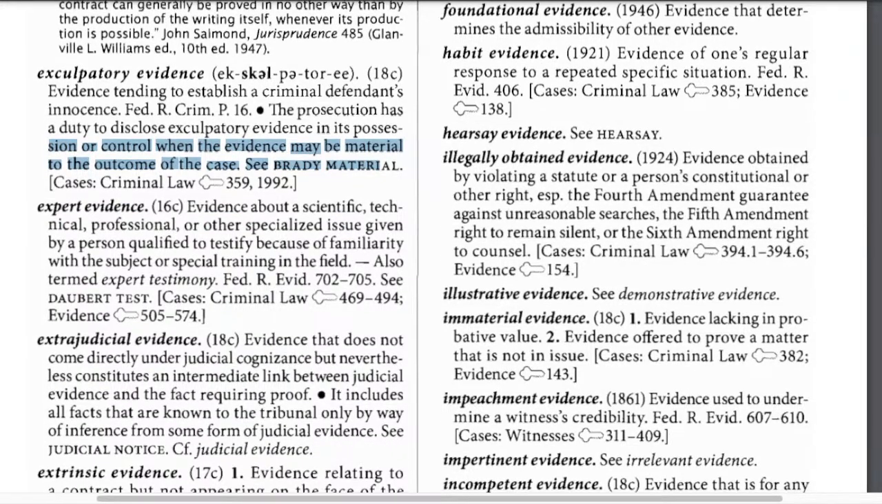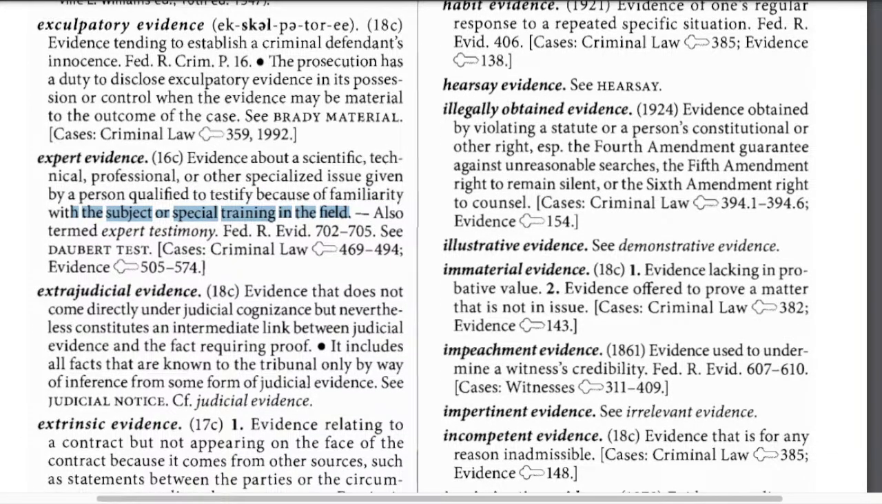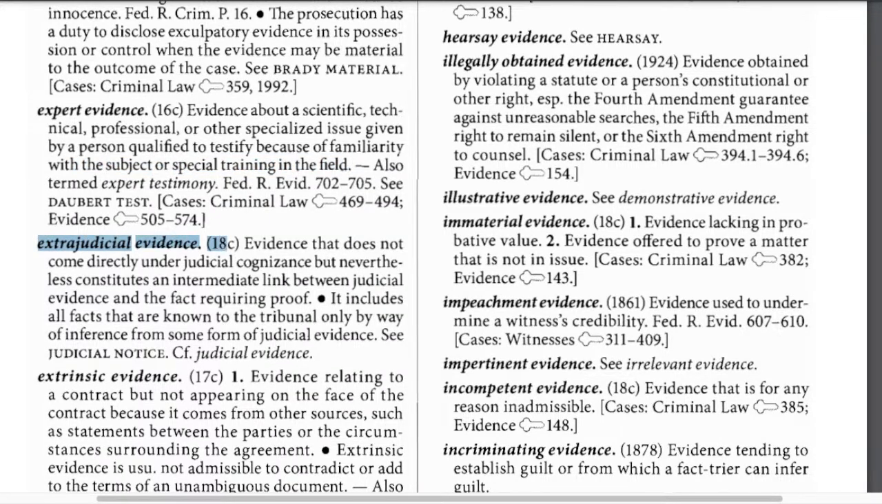Wow. Okay, expert evidence, 16th century: evidence about a scientific, technical, professional, or other specialized issue given by a person qualified to testify because of a familiarity with the subject or special training in the field. Expert testimony. Then we have extrajudicial evidence, 18th century: evidence that does not come directly under judicial cognizance, but nevertheless constitutes an intermediate link between judicial evidence and the fact requiring proof. It includes all facts that are known to the tribunal only by way of inference from some form of judicial evidence. So judicial notice, wow.